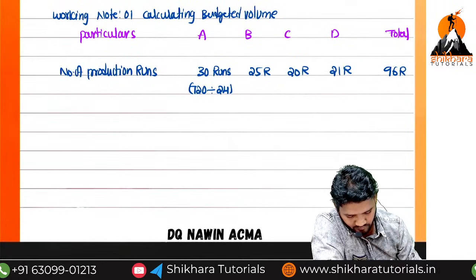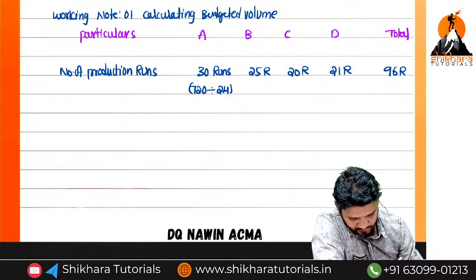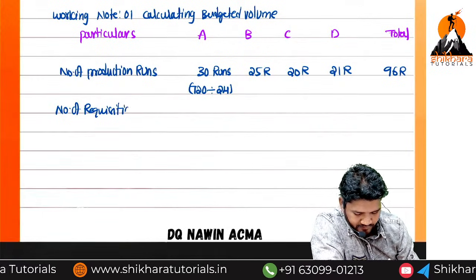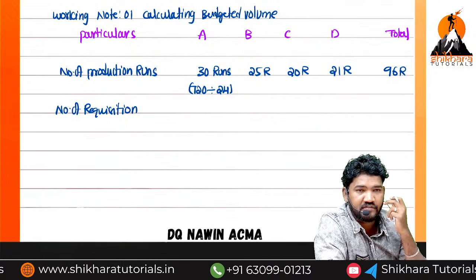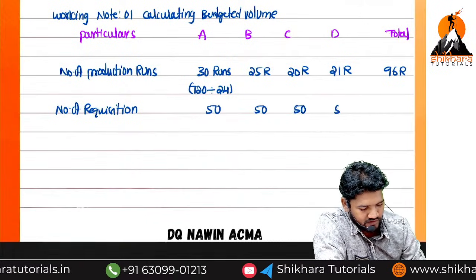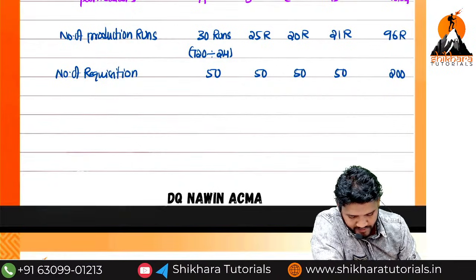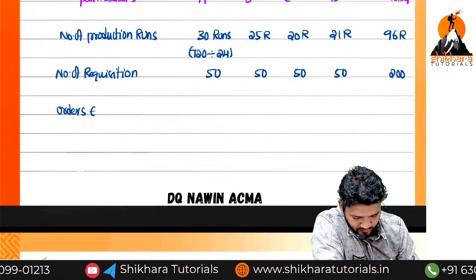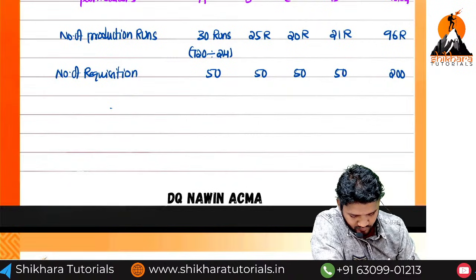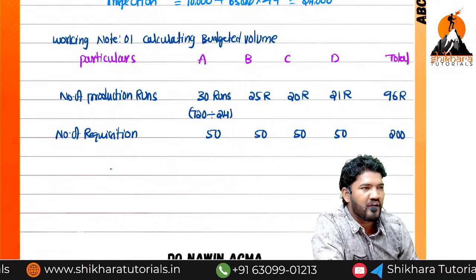What next? Number of requisitions. What's the working note for number of requisitions? 50 each. There is no separate calculation for that. Total requisitions 200. Orders executed? That's already completed, it's a working note. Already completed that calculation.